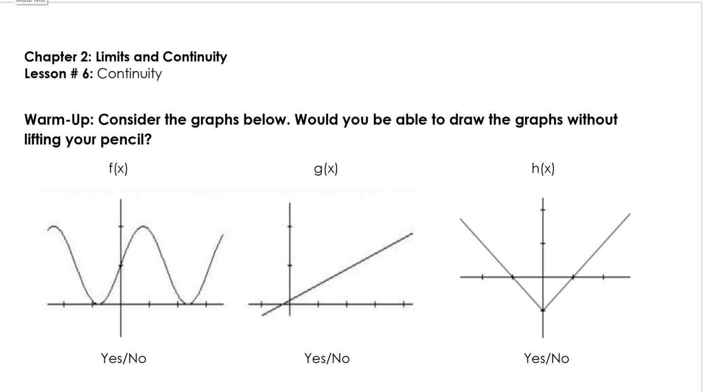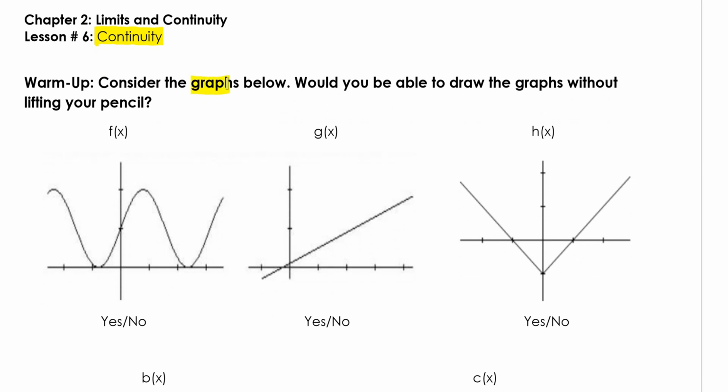Let's take a look at the continuity lesson in the limits chapter. For this particular lesson, we're going to start off with a very basic warm-up where we're given a few graphs below. And there's a general question that we start off with for this lesson, and that is, can you draw these graphs below without lifting your pencil?